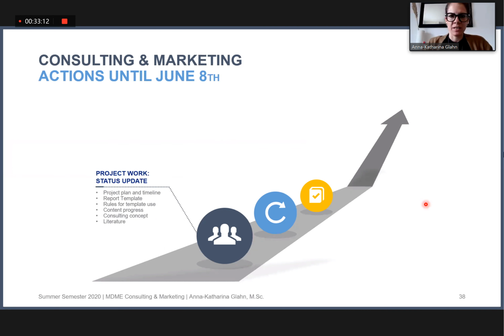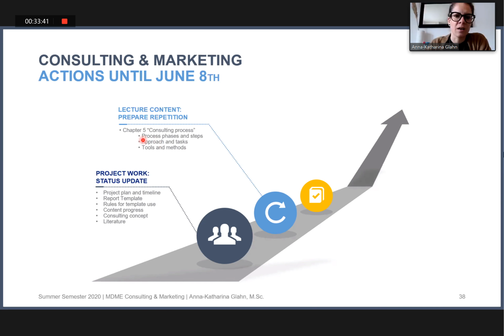So what's next on Monday? We have lessons on Monday. We're going to talk about your project work, as always, about project plan, timeline, and also about the content progress. Please talk to each other, talk about your mission, align your mission and share your documents so you know where everybody's standing at the moment. The repetition includes the process phases and steps, approaches and tasks, not the tools and methods. I will change that because we didn't talk about that. And the self-study is this YouTube video you've already seen, and I will send you one or two more questions to think about a bit deeper.